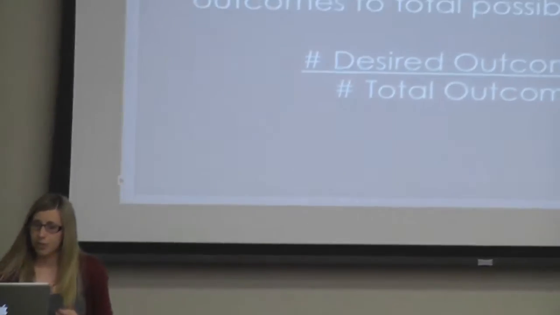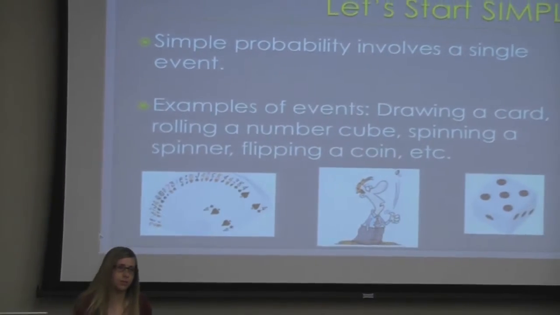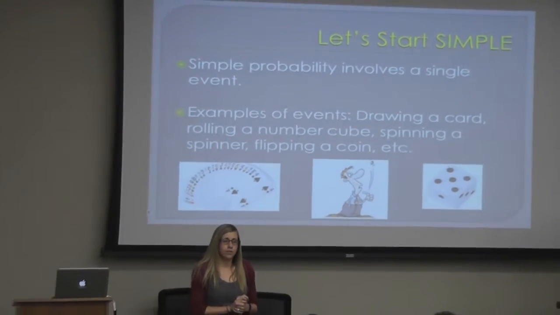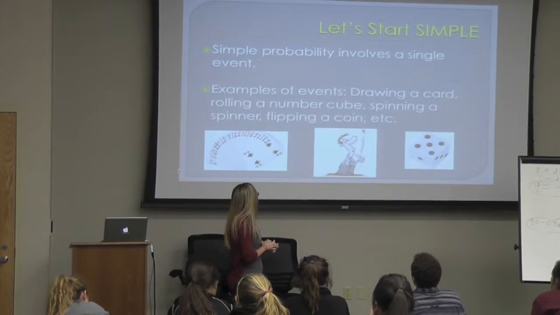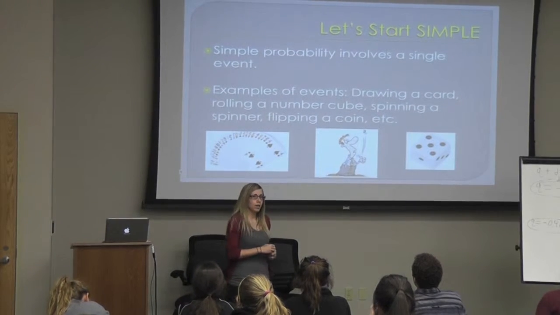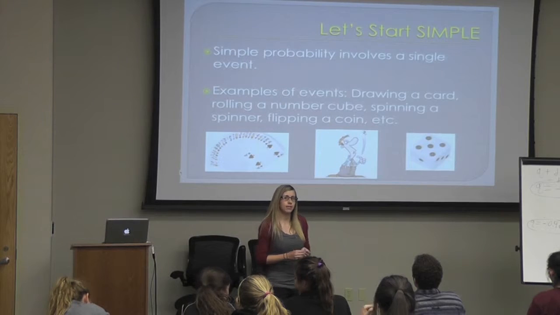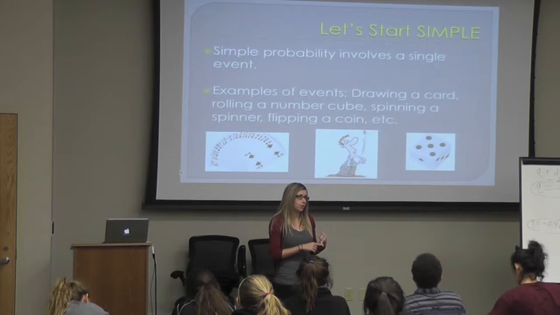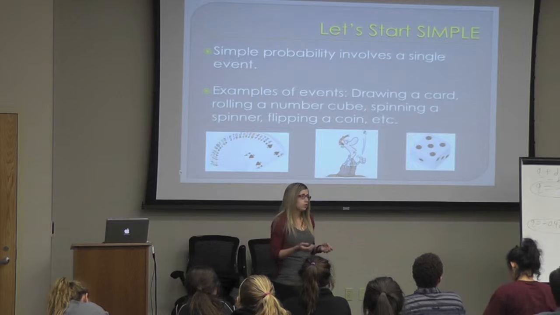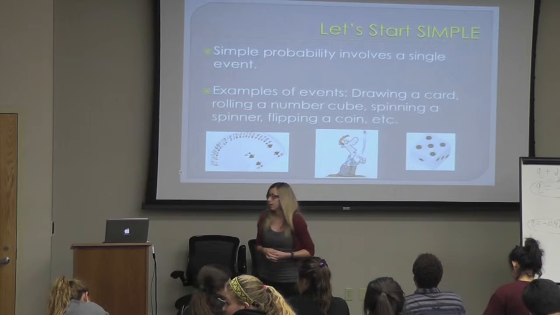So today we're going to talk a little bit about probability. Probability is the matter of how likely something is to occur. And we write probability as the number of desired outcomes over our total number of outcomes. We're going to start really simple, with simple probability. Simple probability is whenever you are trying to find the probability of just one event, a single event. And events can be anything like rolling a number cube, flipping a coin, drawing a name out of a hat, just anything like that.